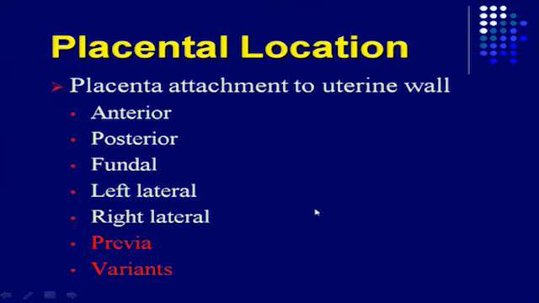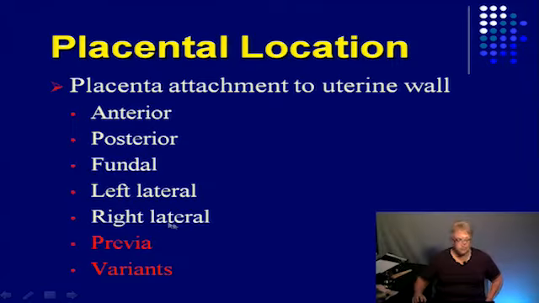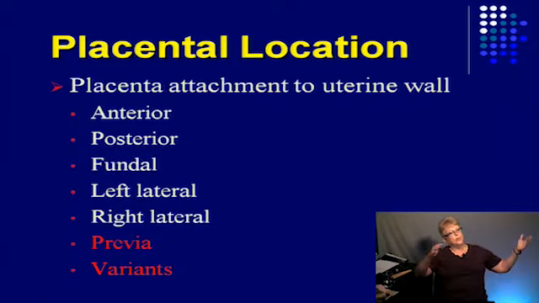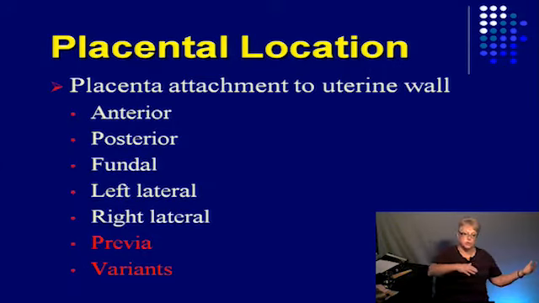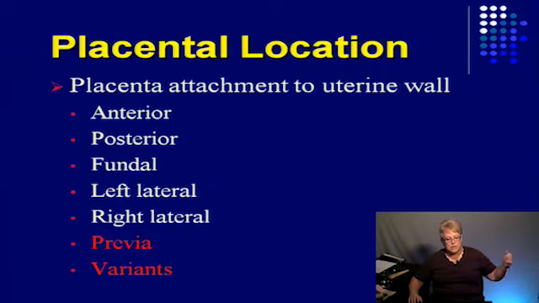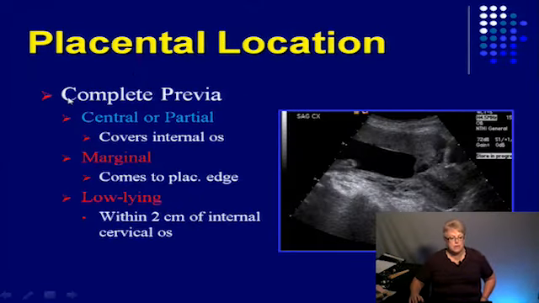The attachment to the uterine wall is what we're looking for, so it can be anterior, posterior, fundal, left lateral, right lateral, previa, or variance. So when you're assessing that placenta, make sure you scan in both planes, both sagittally and transversely, because you can have an anterior or posterior placenta that wraps left lateral, wraps fundal. So you want to make sure that you evaluate it in both planes.